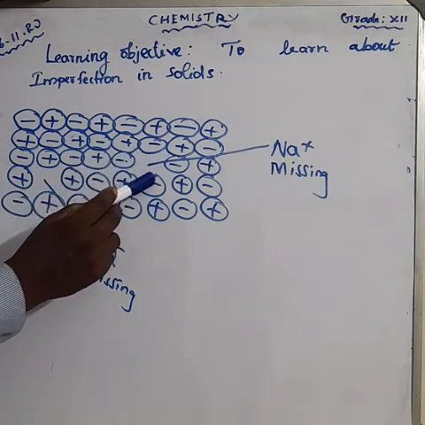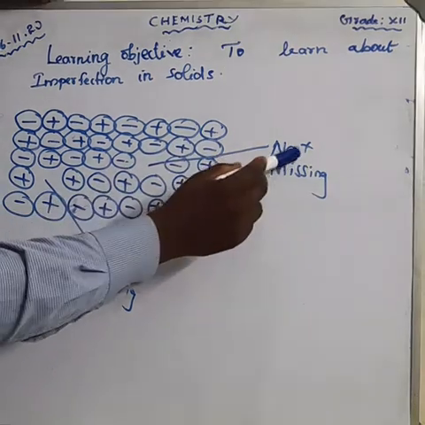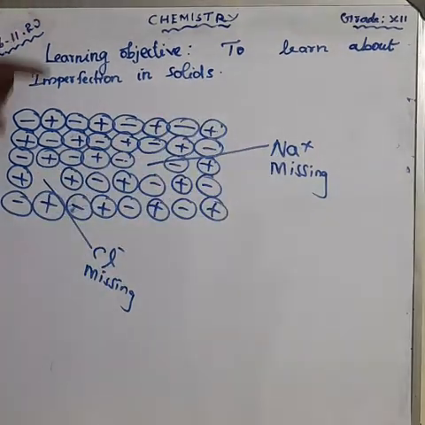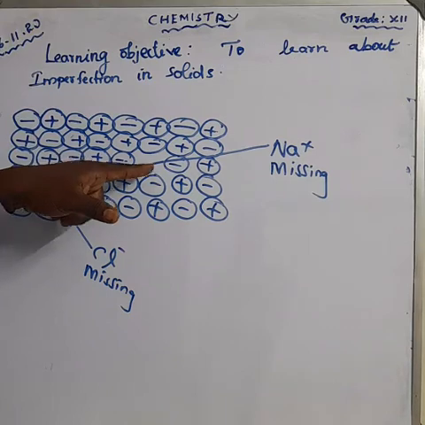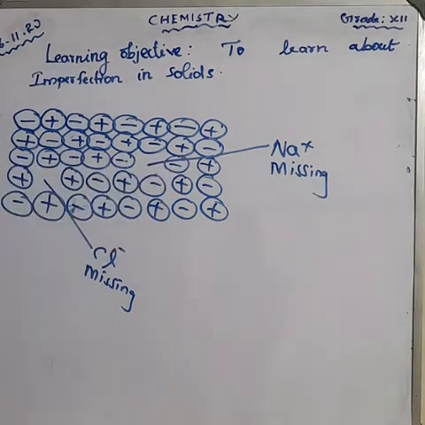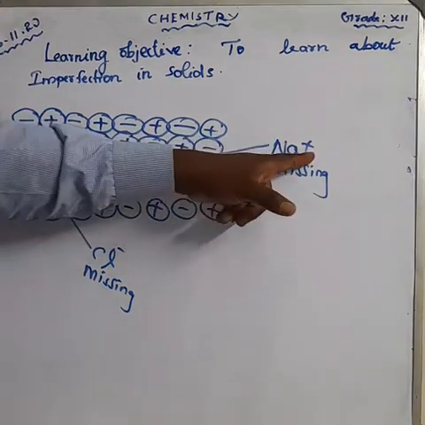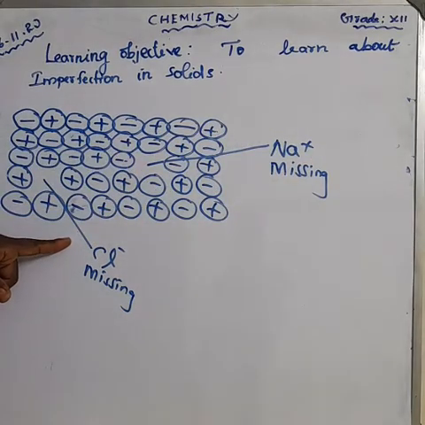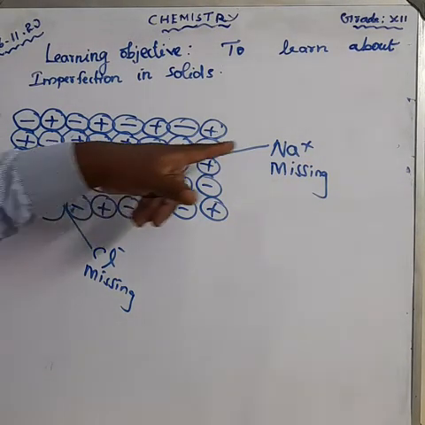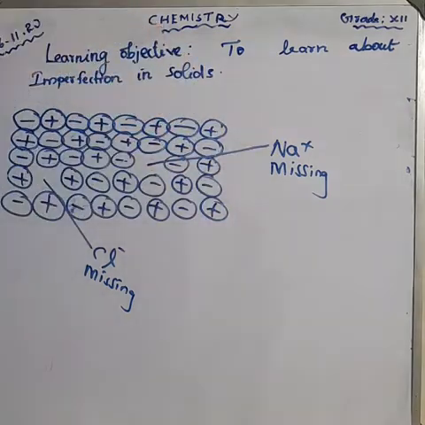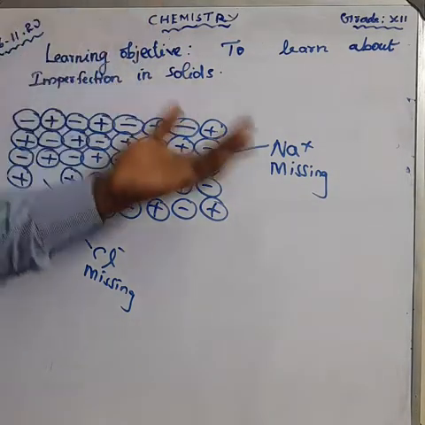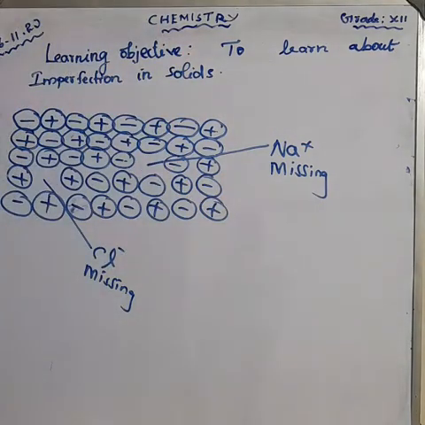Here one of the sodium ions, Na plus, is missing. Then chloride ion, sodium ion. Here a chloride ion is also missing. Both of them are missing. One of the positive and one of the negative are missing. Am I right? One of the anions and one of the cations are missing.